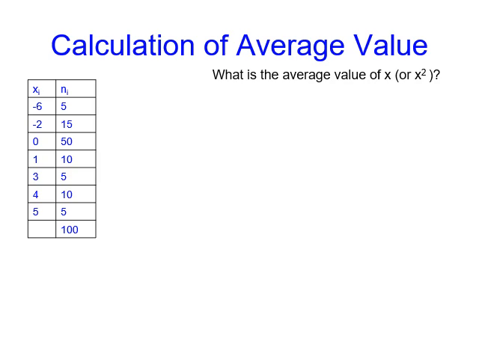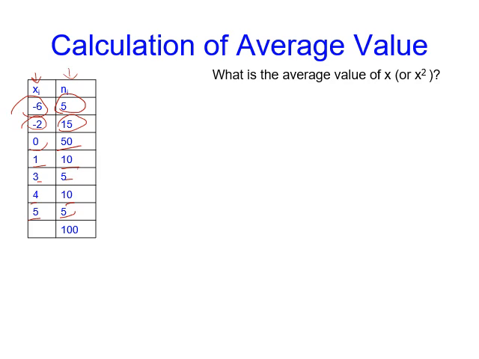Suppose we have a class of many students. 5 of the students have a grade of, let's say, -6. 15 students -2. 50 students got 0. 10 students got 1. 5 got 3. 10 got 4, and 5 students got 5. So these are the grades, and these are the numbers of students that have certain grades. So what is the average grade in this class?